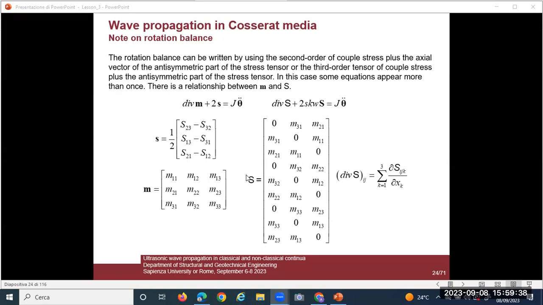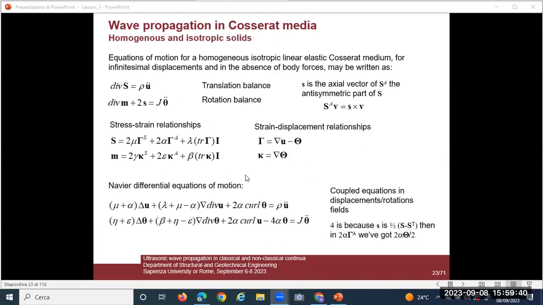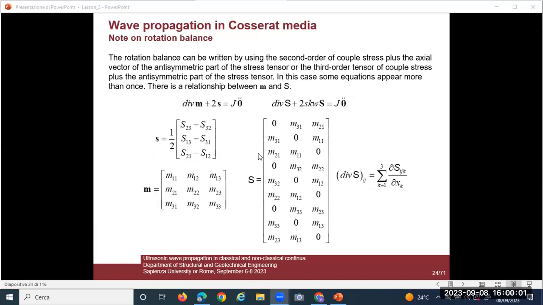Yes. In the previous slide, what should regain the Cauchy continuum when the micro rotation is 0? Not only micro rotation is 0, and also you've got to take the symmetric part of this, both things. Yes. It's not exactly the same. Okay.